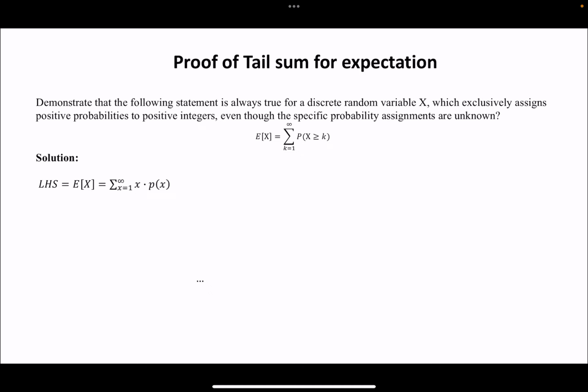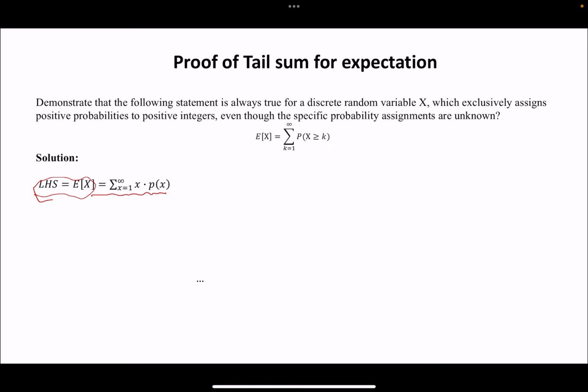Usually, as I recommended, starting from the left-hand side, let's write down what we want to prove. The left-hand side is the expectation of X, and then we can directly use the definition of the expectation to write it down. It's nothing but the sum from x equals 1 to infinity of x times the probability of x. That's just the definition of expectation.